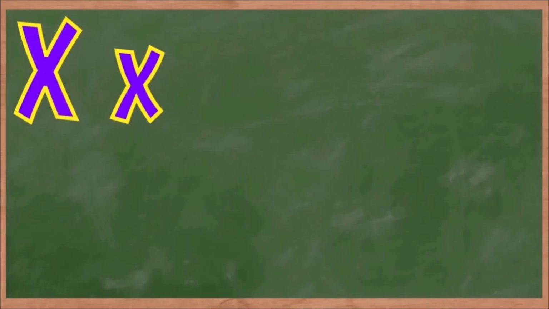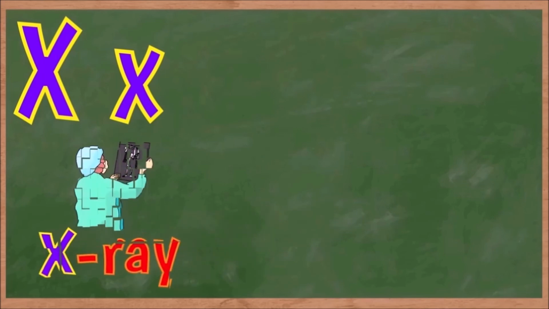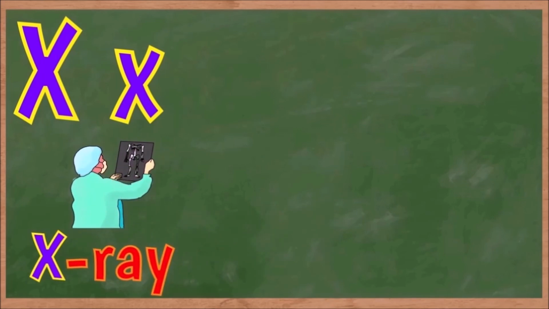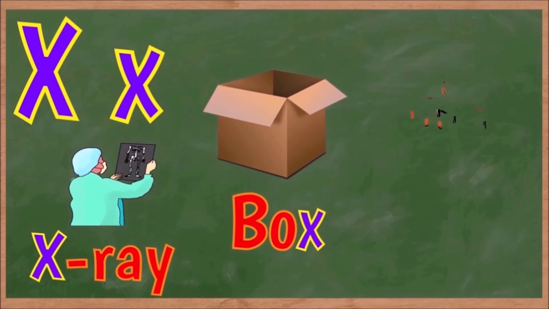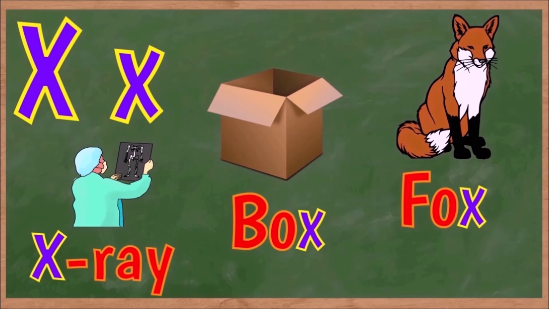Let's move on to the next letter. The next letter is the letter X, and the X makes an X sound. Give it a try. X. I got it. Did you get it? X for X-ray. Box. Fox.